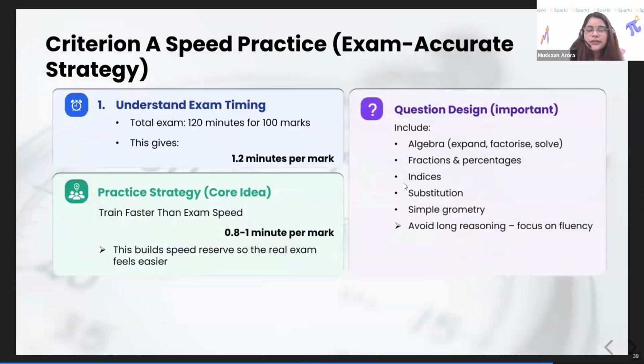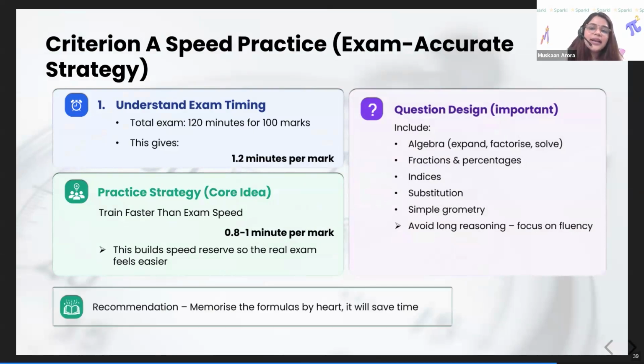Criteria A, we have already understood that the speed practice thing is going to help us. So our exam gives us 1.2 minutes per mark, but we should be acing that. We should be doing practice for 0.8 to 1 minute per mark to ace that on the exam, right? So this is how you can time your practice and focus on algebra, fractions, indices, substitution.